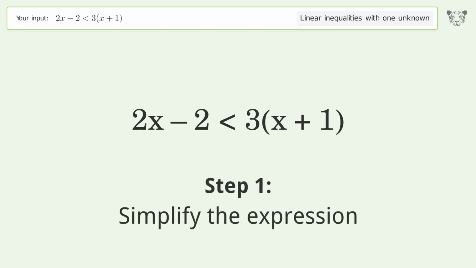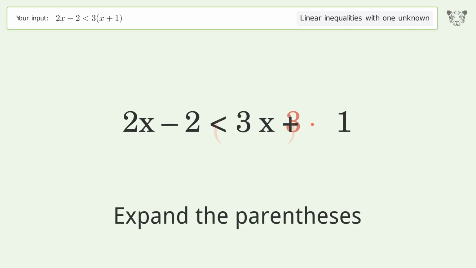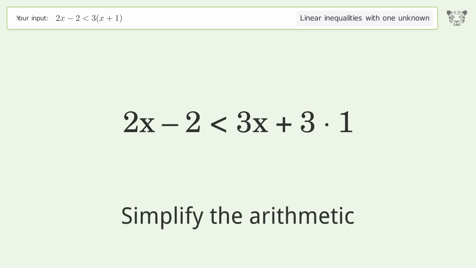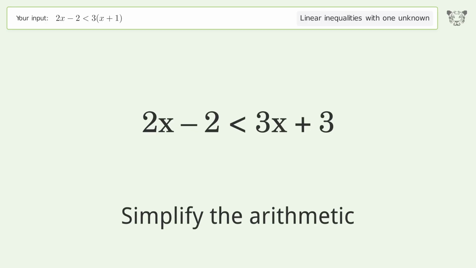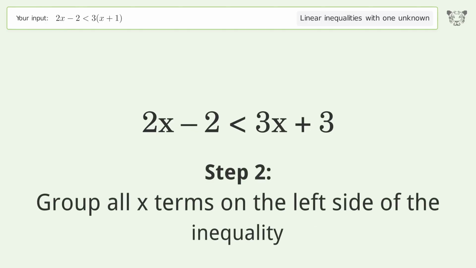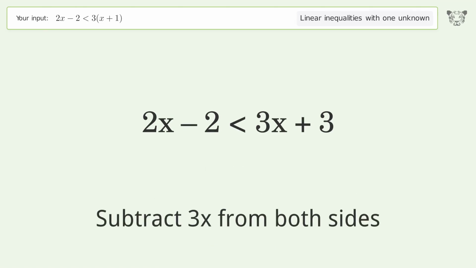Simplify the expression. Expand the parentheses. Simplify the arithmetic. Group all x terms on the left side of the inequality. Subtract 3x from both sides.